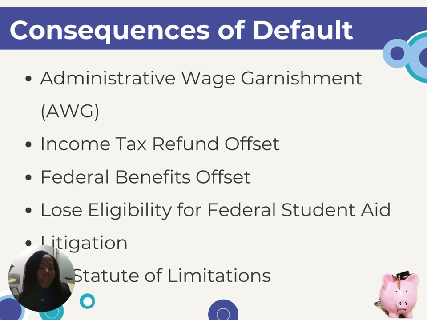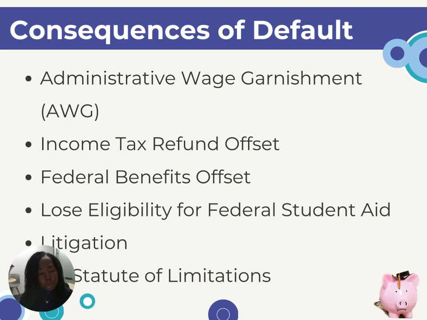So, what happens when you default on a student loan? The first thing that can happen is an administrative wage garnishment. And that is the power of the federal government to garnish your wages without a court order. If you have a private loan and you default, the lender must first sue you and win a judgment in court before they can garnish your wages. That is not so when it comes to federal student loans.